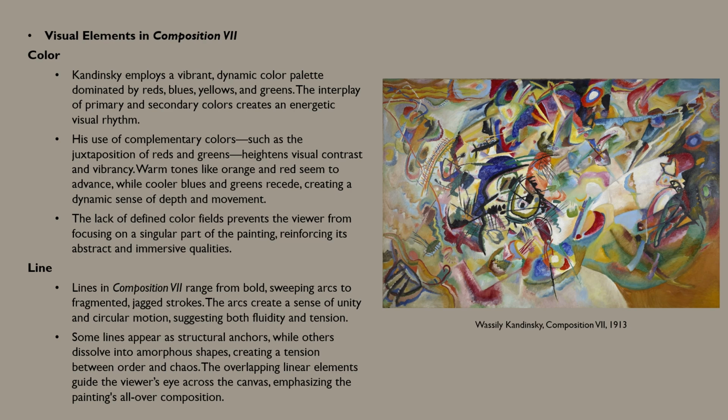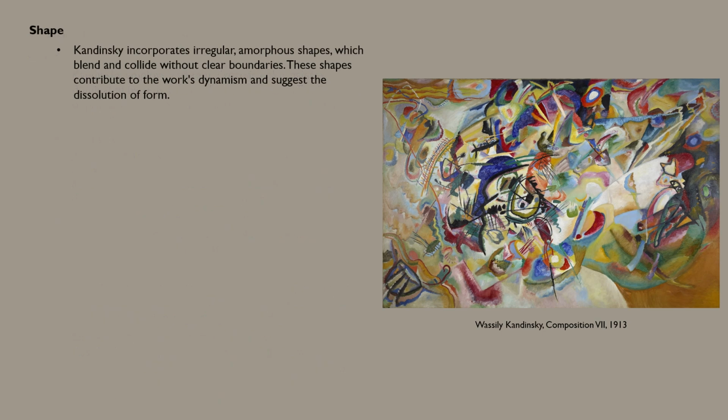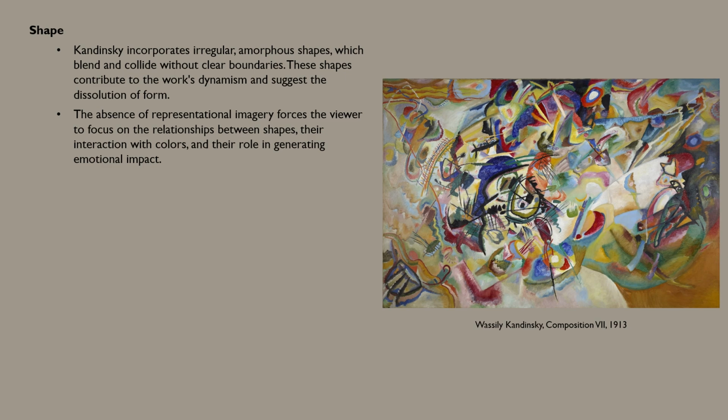Right? Aside from really the lower right, this is a full composition. There is something going on in every square inch of this piece. And even that stillness in the lower right is only still within the context of the rest of the piece. Shapes. Kandinsky incorporates regular, amorphous shapes, which blend and collide without clear boundaries. These shapes contribute to the work's dynamism and suggest the dissolution of form. The absence of representational imagery forces the viewer to focus on the relationships between shapes, their interaction with colors, and their role in generating emotional impact.